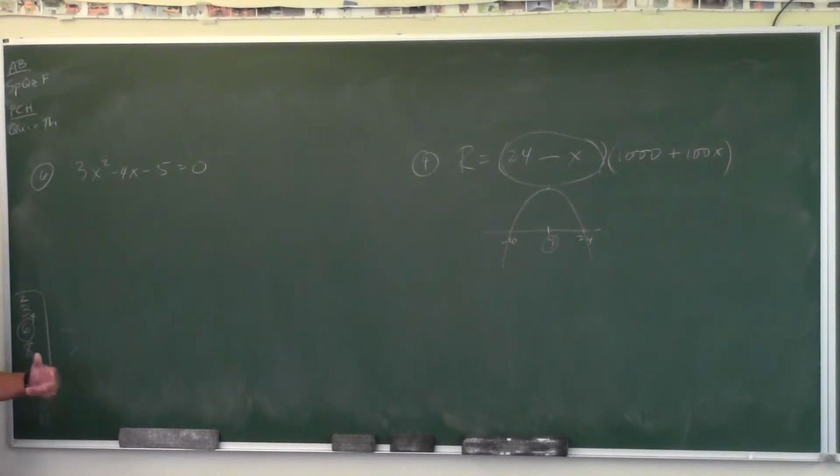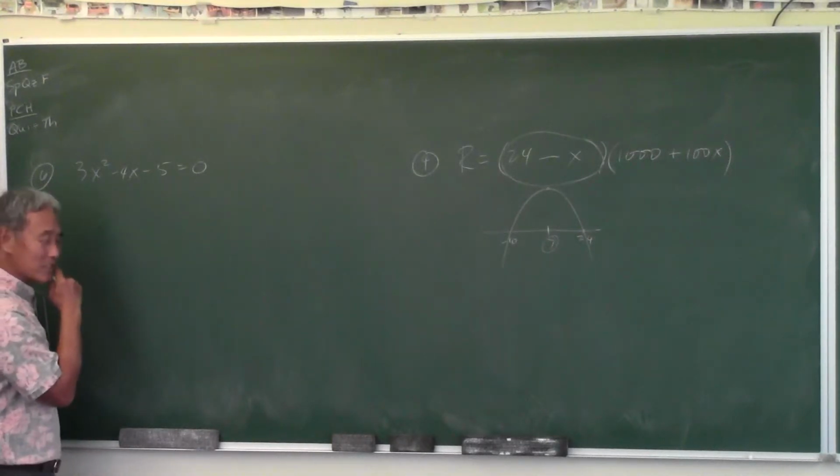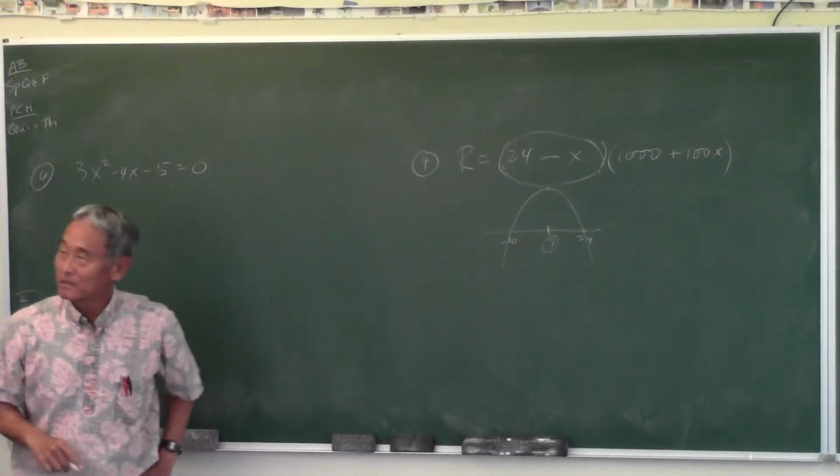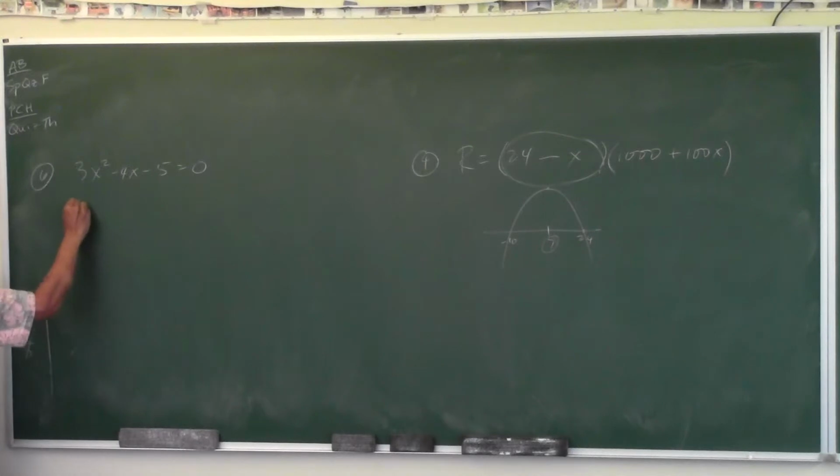Yeah, and what did we learn in this chapter? I'll tell you right now, there is a problem like this on the test. So you're gonna have to know it. What did we learn? How many roots does a quadratic equation have? 2. And what are the 2 roots? R and S.